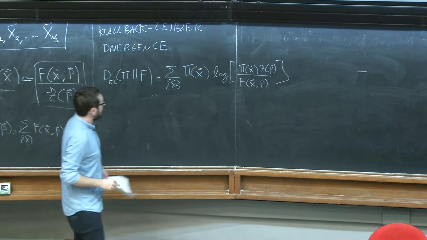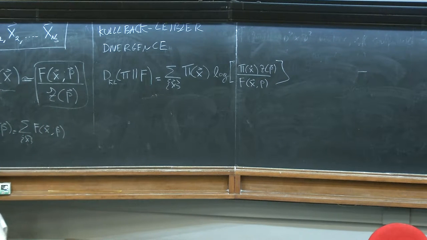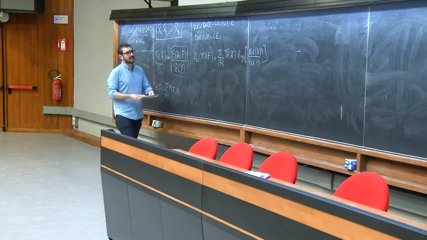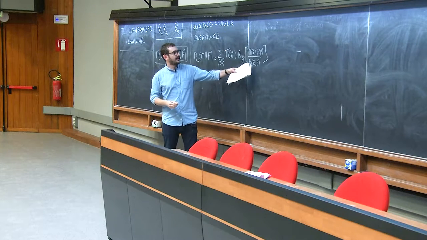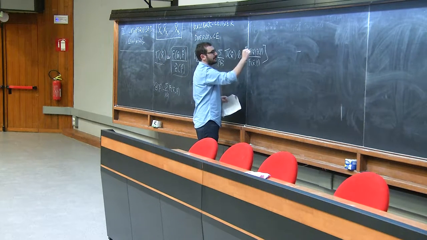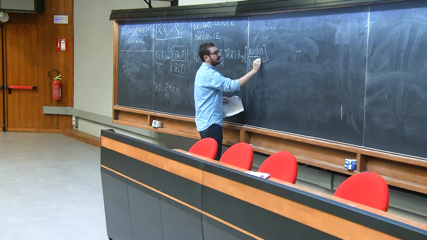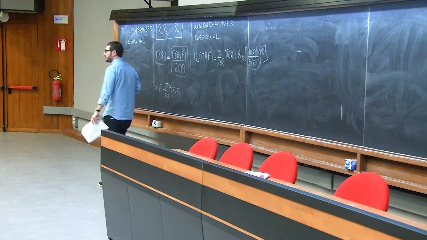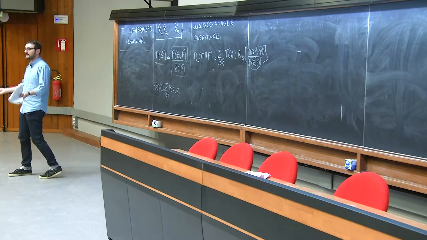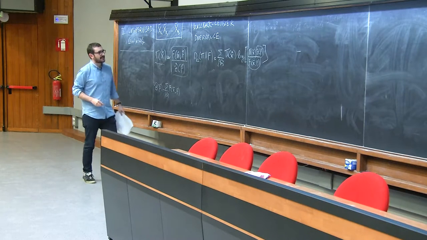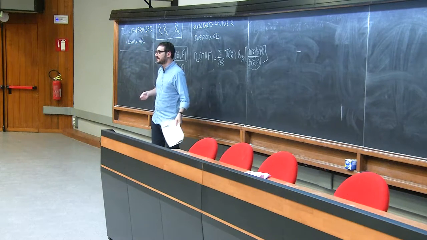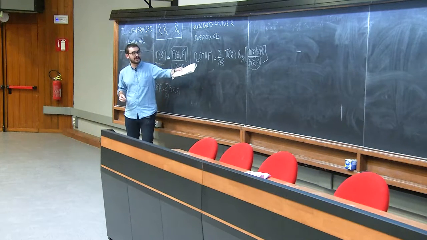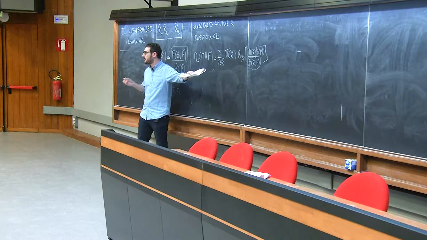Okay? So there are two things that we should remark about this Kullback-Leibler divergence. So first of all, you see that if the target probability distribution, pi, is equal to the approximate probability distribution, then this ratio is equal to 1 and the log of 1 is 0, which means that this quantity has a minimum at 0. And the other thing is that it is not a proper distance in the sense of a metric, because if you invert the role of pi and f, you see that this quantity changes, so it's not a proper metric.